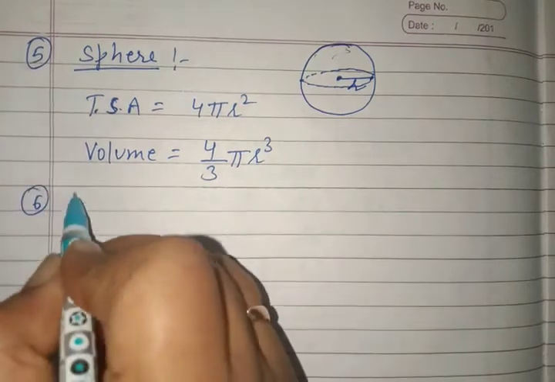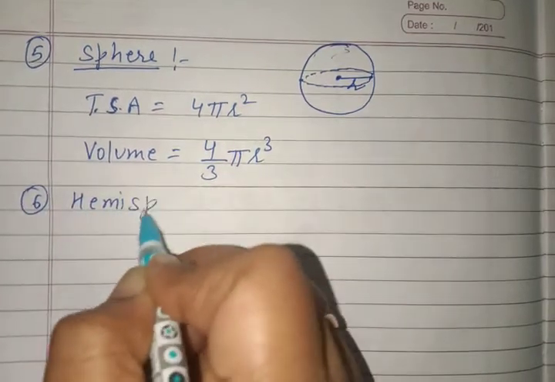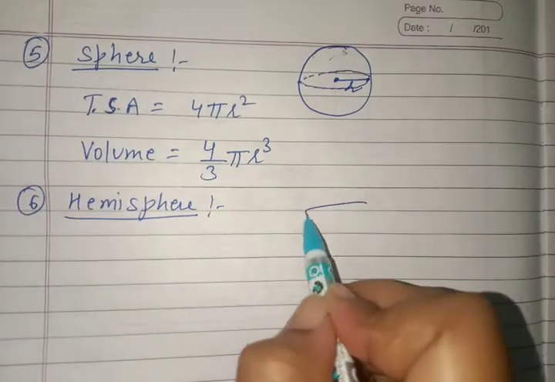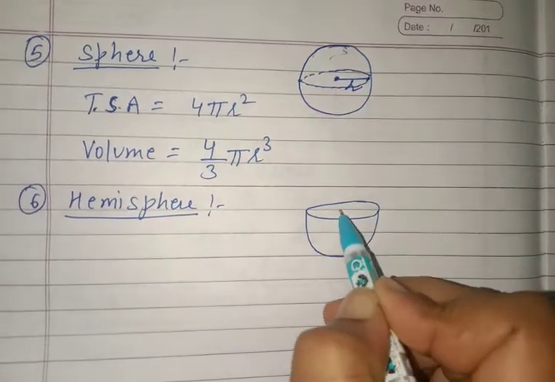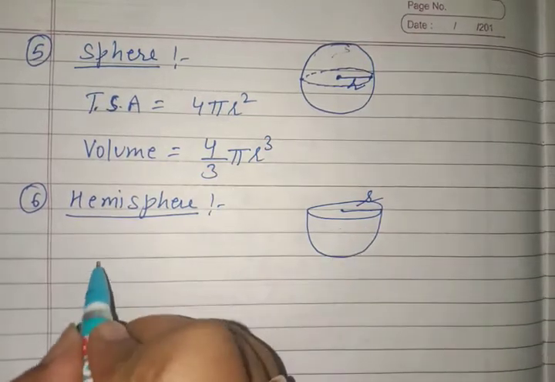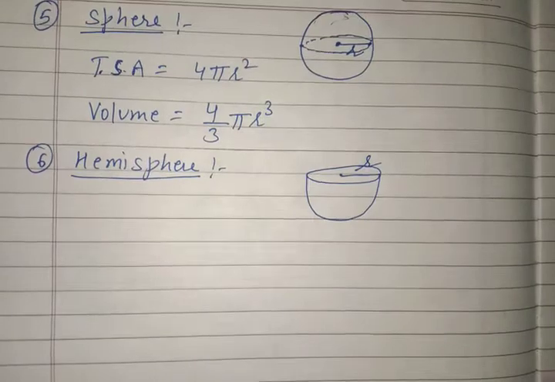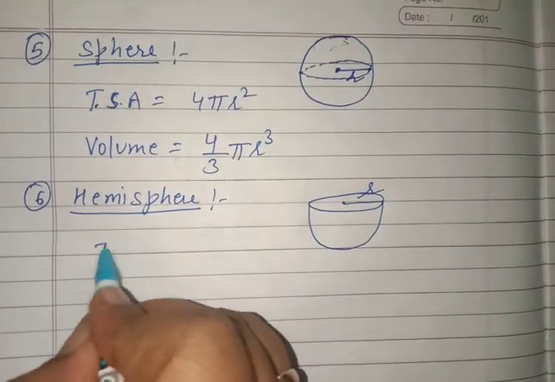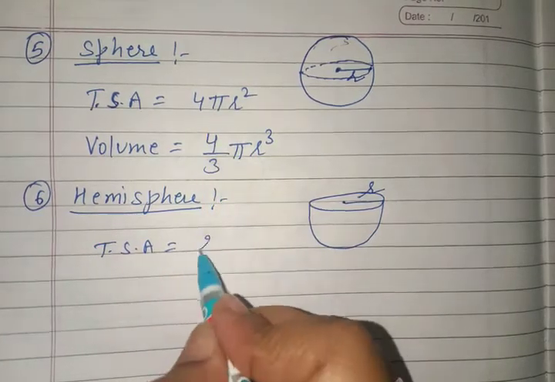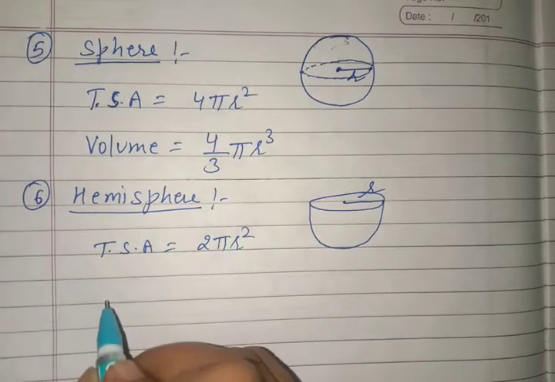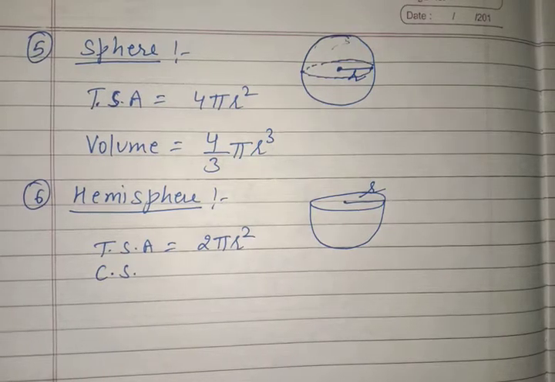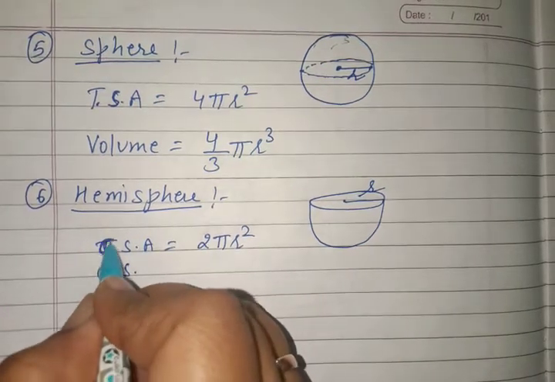Now sixth figure is hemisphere. Hemi means half. So hemisphere is this figure, you can consider. This is r radius, and hemisphere, as the word suggests, is half of sphere. So if we consider its total surface area, it is half of that. It is 4, so it will be 2. If we talk about its curved surface area, its curved surface area is 2 pi r square.